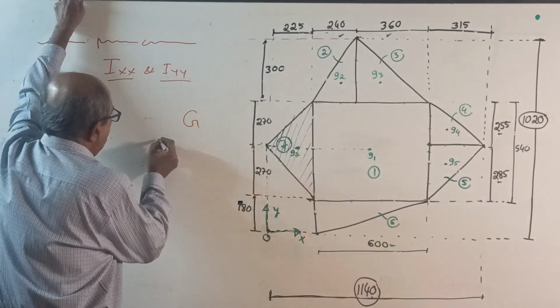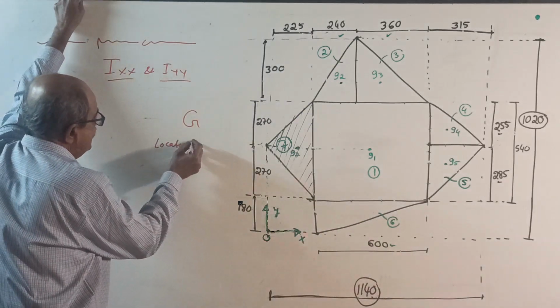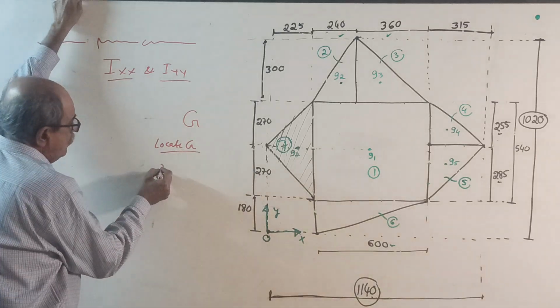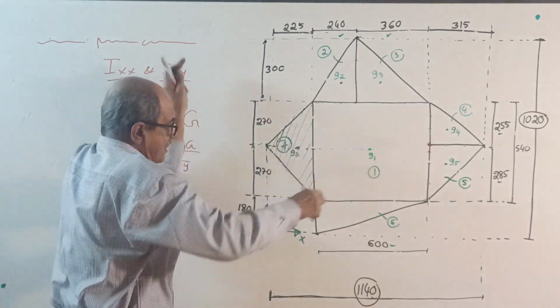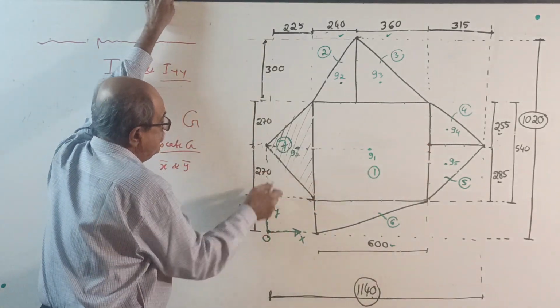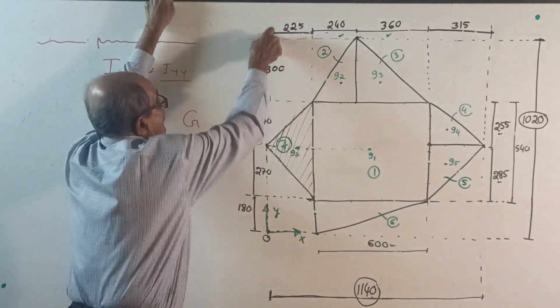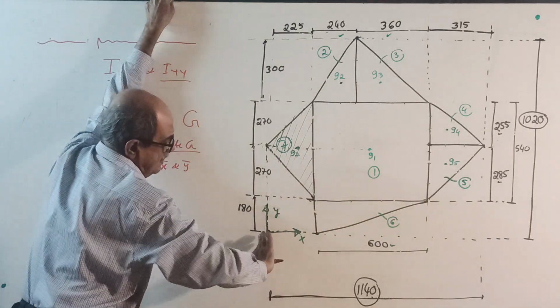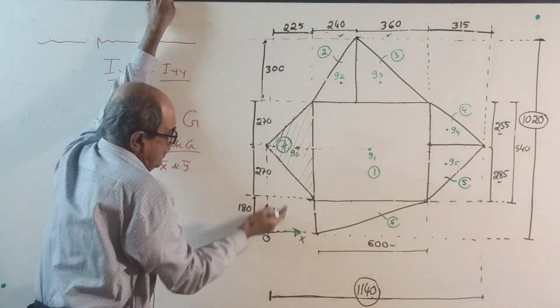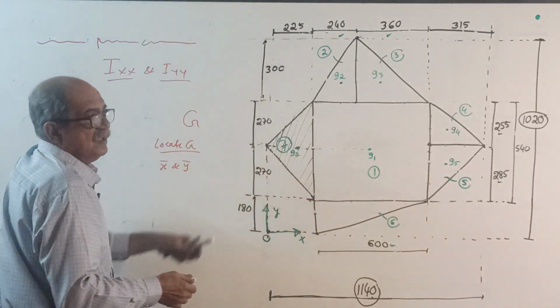So first you have to locate G. You require x bar and y bar. X bar this way I will take from the OY line. Space is not there. See, OY. X bar, x this way, and y this way. X is from OY, y is from OX.